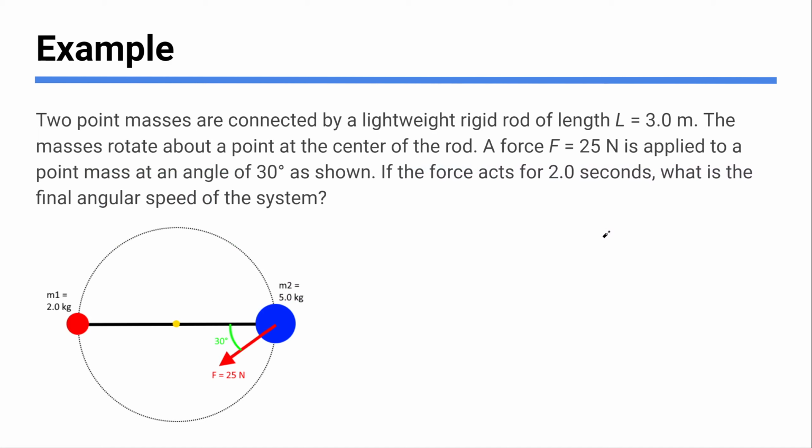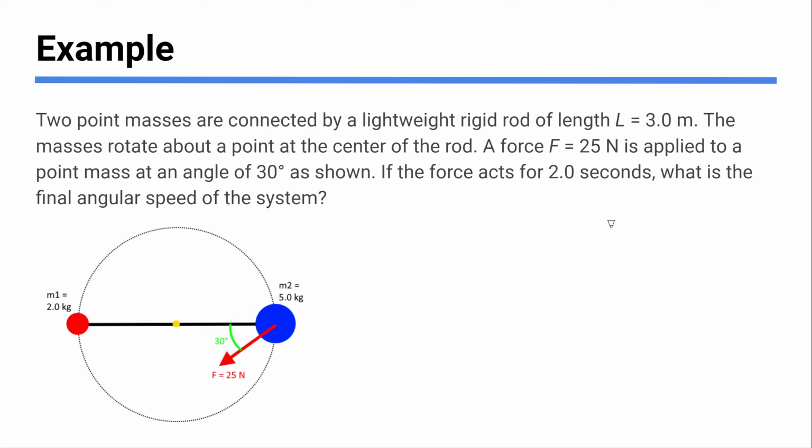So let's try an example together. Such a fun one where I have 2 point masses connected by a rod. This is like the example where you're going to deal with point mass stuff. This is what they'll look like, and this is as bad as they'll get. They'll give you like 2 point masses or something like this. So these 2 points are going to rotate around the center. So we're assuming they're like fixed in place at the middle here.